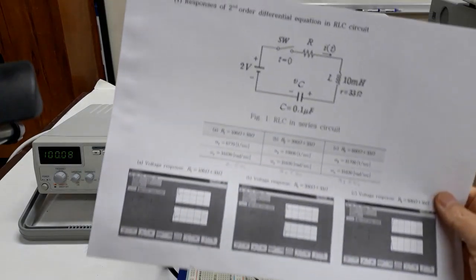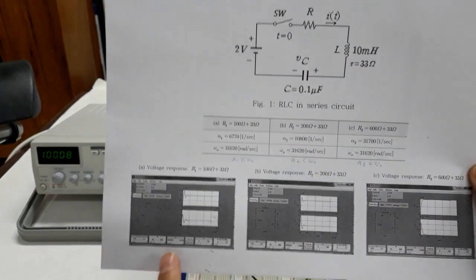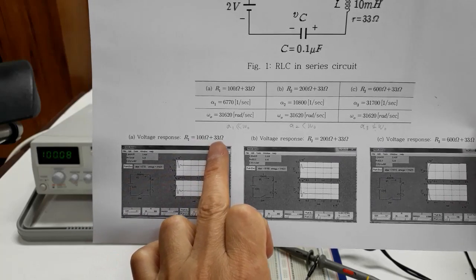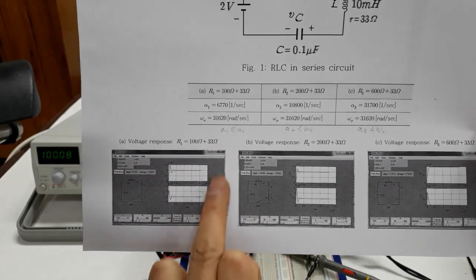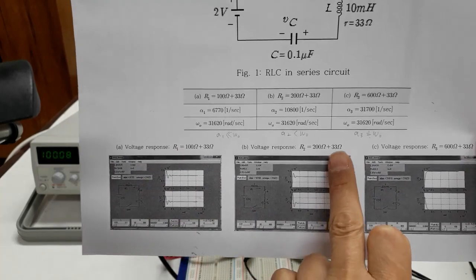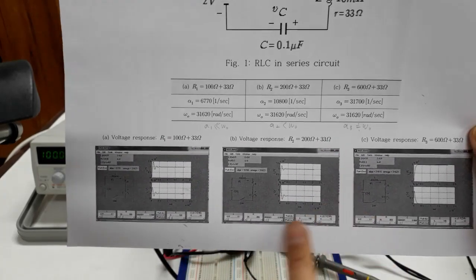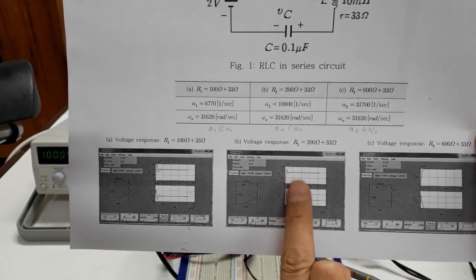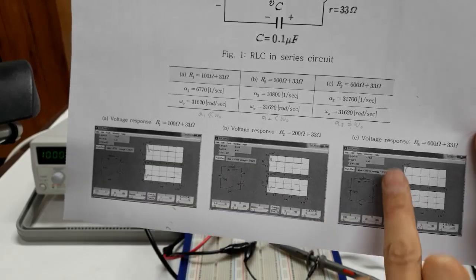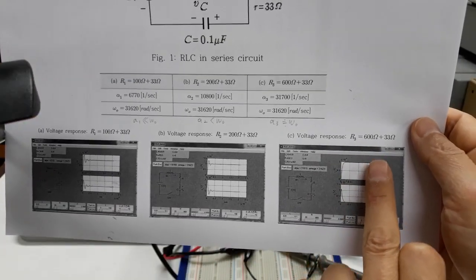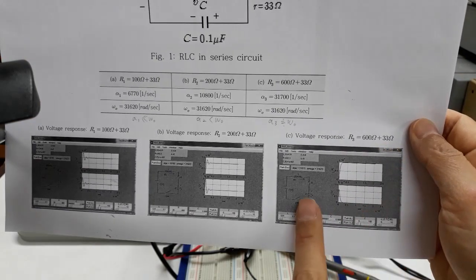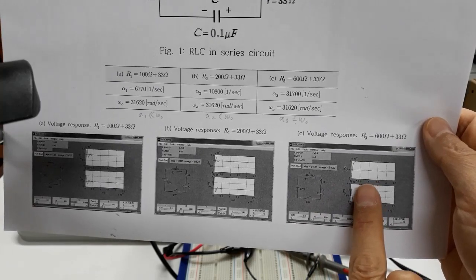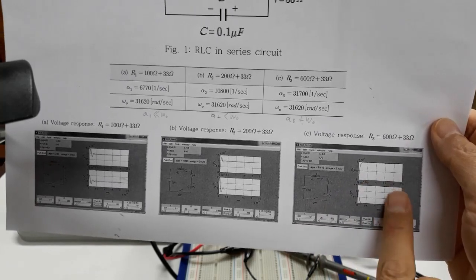When I simulate this circuit with MATLAB, first R1 is 133 ohms, and the response is like this. R2 is 233 ohms. It also has overshootings, but smaller than case A. And for case C, R3 equals 633 ohms, and then it is the same as the charging voltage of an RC circuit.